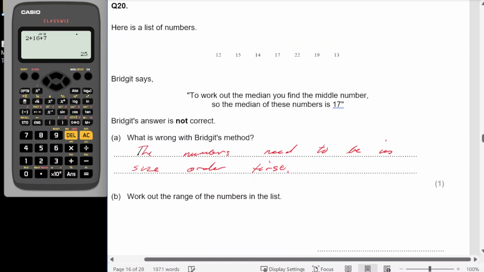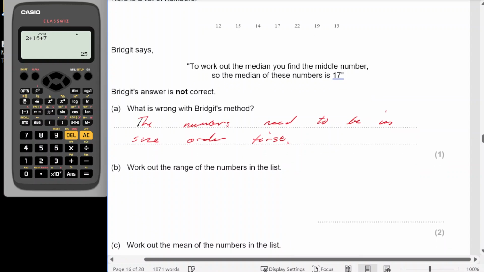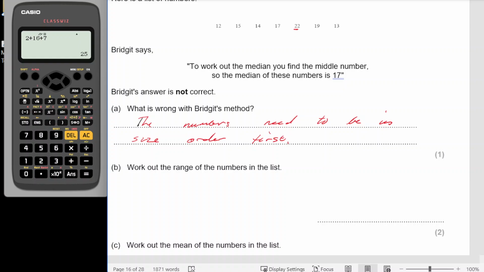And part B, work out the range of the numbers in the list. So the range is always going to be the largest number, take away the smallest number. So let's just scan. I think it's 22, take away 12, which would be 10. So the range of values is 10.